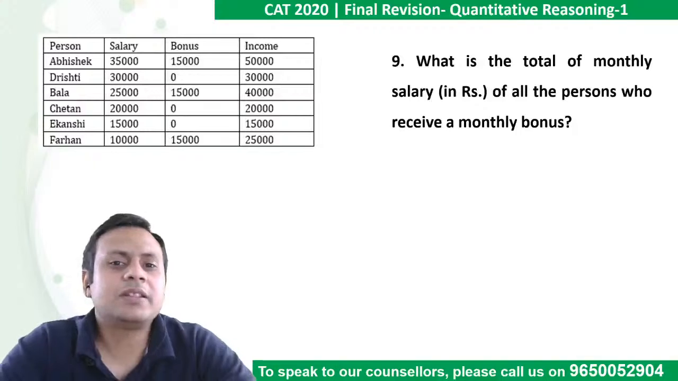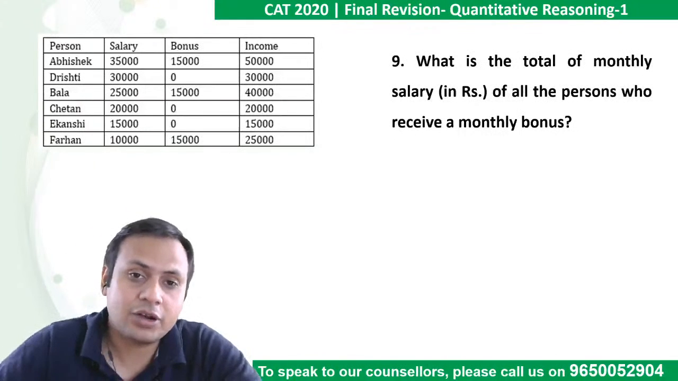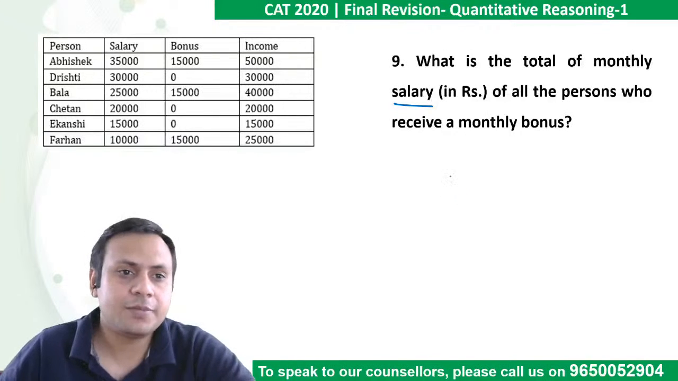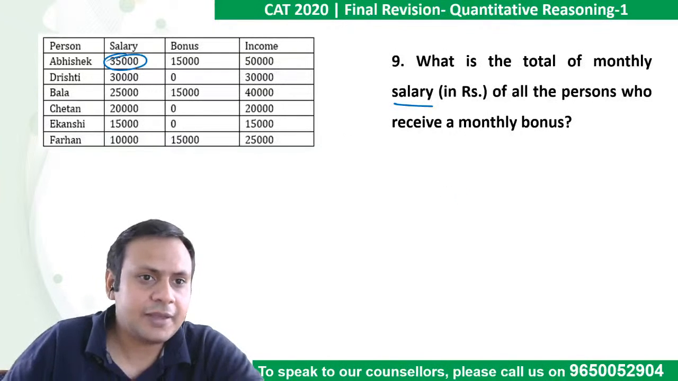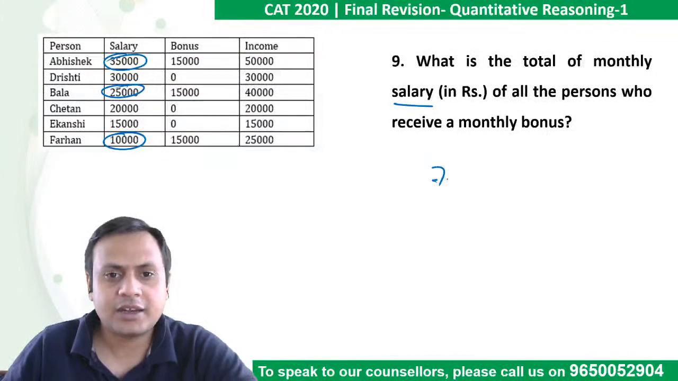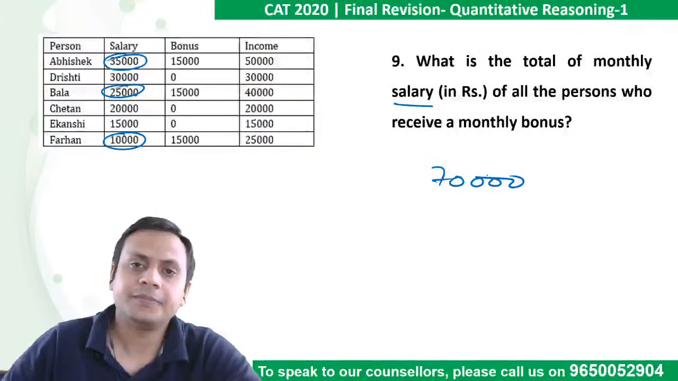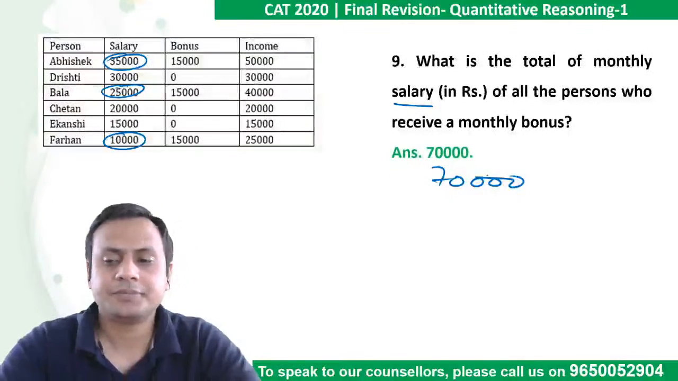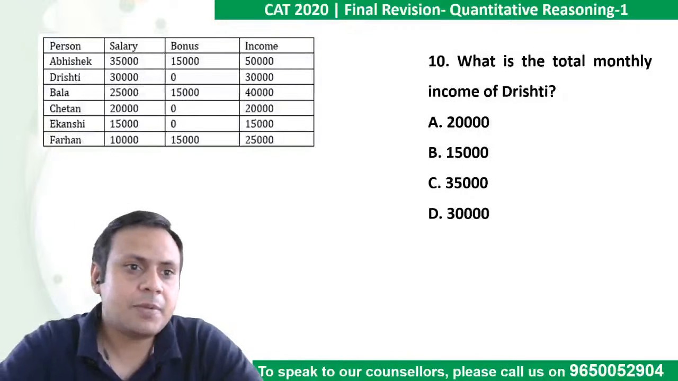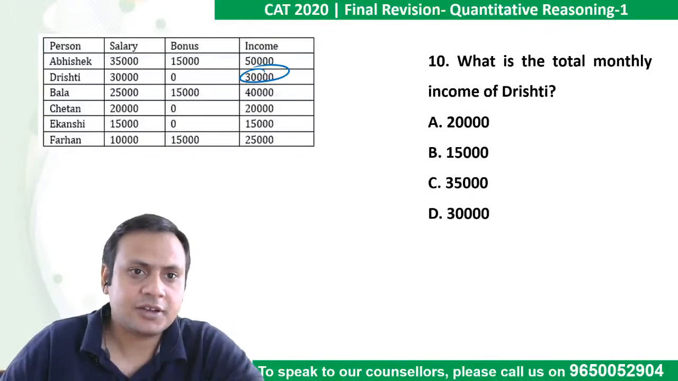What is the total monthly salary of all the persons who receive monthly bonus? Not income, salary. So can I say 35,000 plus 25,000 plus 10,000? We are getting here 70,000. That's it. What is the total monthly income of Drishti? Our answer is 30,000.